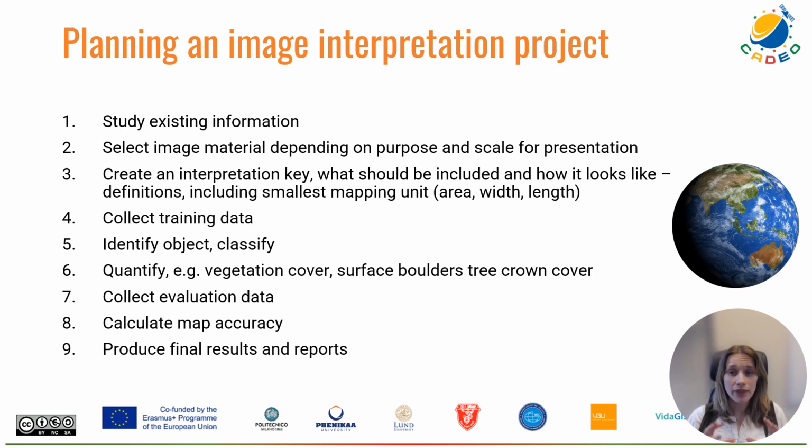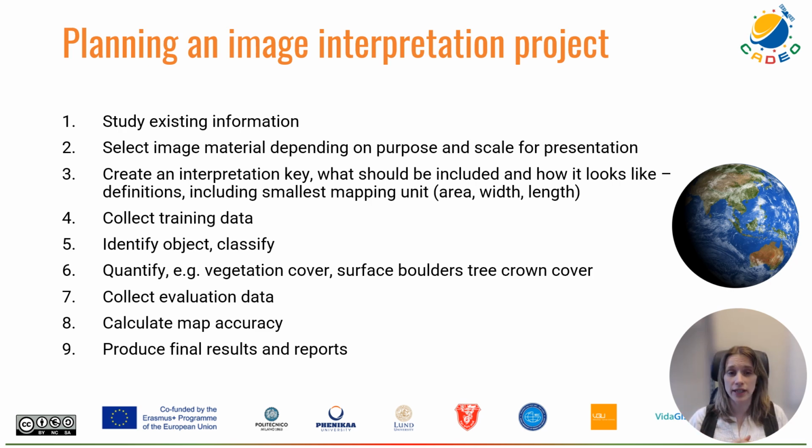And then when you have decided, you start by creating an interpretation key. What should be included in the legend of the map that will be the result of your mapping, for example? What should be included? How does it look like? What are the definitions? How can you ensure that if you're more than one person doing the mapping, everyone is on the same page? Everyone understands what is the definition of an agricultural area or a forest, for example.